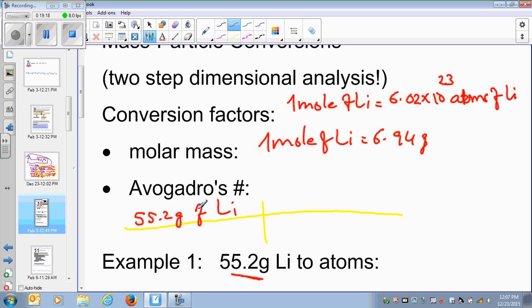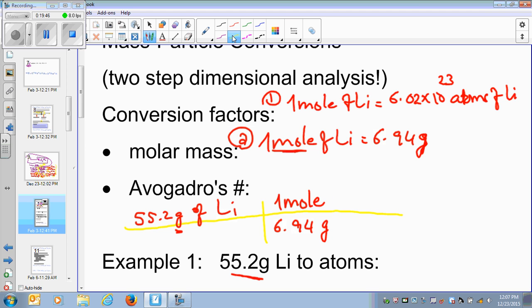Okay, so I have grams here. These are my two conversion factors. All right, I'm given grams in the question. The question is asking me to go to the atoms. So first of all, I need to match with this unit. Okay, this part matches with this unit. The atoms and moles don't match with the unit. So I will say, okay, 6.94 grams is 1 mole. Okay, because the other part goes up in the denominator.